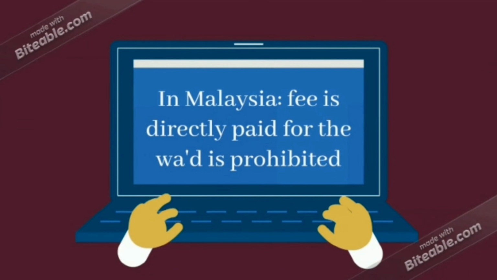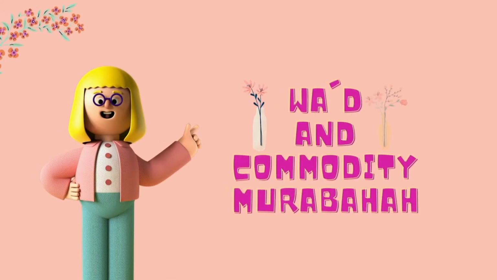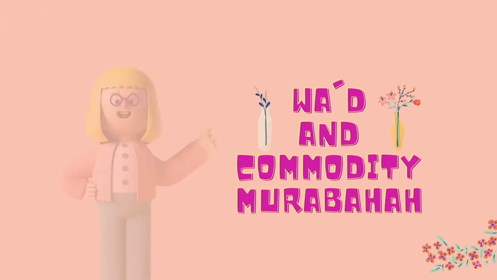In Malaysia, the fee that is directly paid for the wa'ad is prohibited, but the charges are usually factored in the structure. Let's start off with the first section in Islamic option, which is wa'ad and commodity murabaha. We have to understand that foreign exchange wa'ad is a structure that is quite similar to the conventional option.